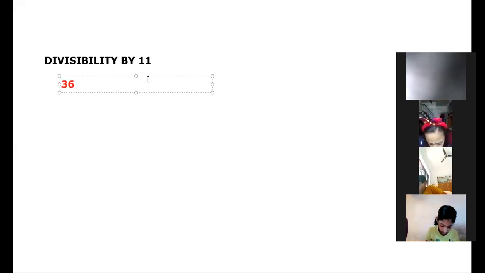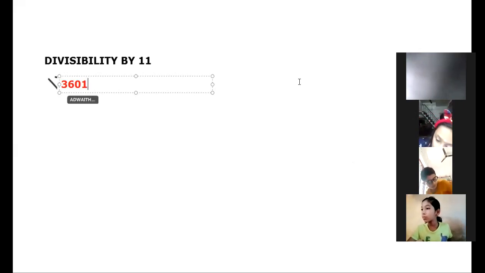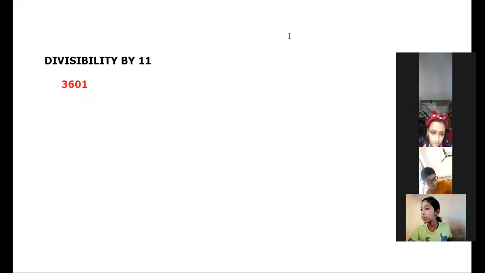For that the next number is 3,601. The number is 3,601. First we have to find the alternate digits. Which are the alternate digits here? The first pair is 3 and 0, and the second pair is 6 and 1.